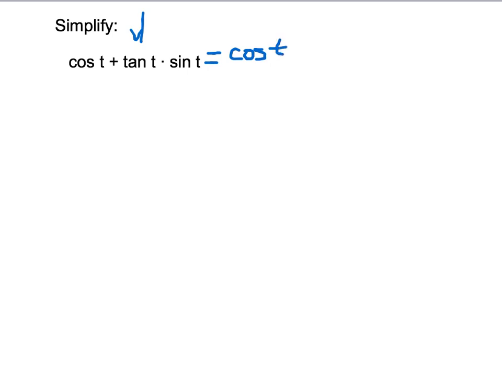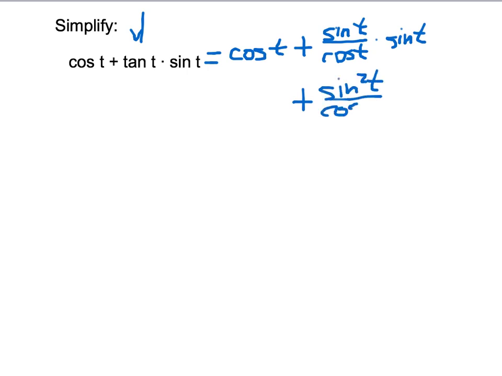So I'm going to start with the cosine of t plus, now I'm going to go tangent is sine over cosine times the sine of t. Alright, so now over on the right side here, I'm going to combine this multiplication, so it's going to be plus sine squared t over cosine of t. Remember, we treat that as being over 1. Sine times sine is sine squared. Cosine times 1 is cosine of t.